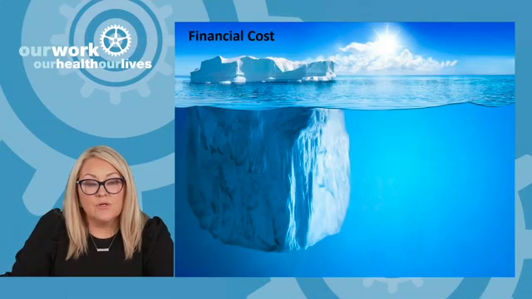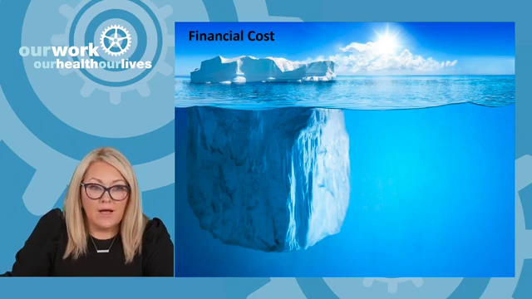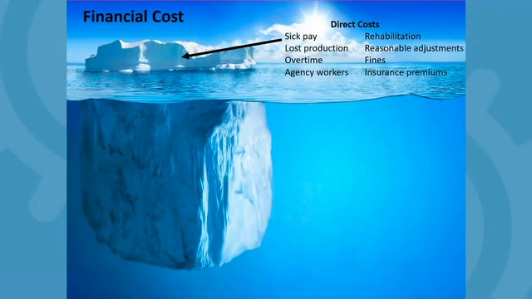Staying with the financial cost to organisations, a lot of organisations know there will be a lot of direct costs, and that can be things like sick pay. If someone is off sick, you may have to pay them sick pay. There might be lost production costs. You might have to pay overtime, or pay for agency workers. Maybe if you have to rehabilitate someone back into the workplace, there are costs associated with that. But these are only the tip of the iceberg.